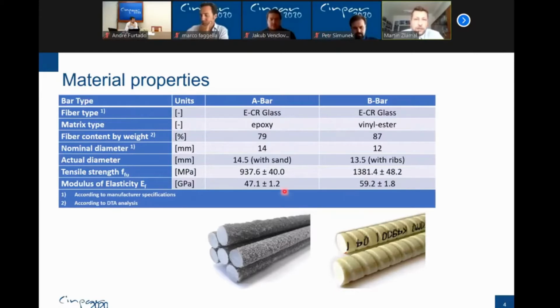As you can see here, the strength of this material is more than 900 megapascals, but the modulus of elasticity is from 50 to 60 gigapascals only. So this value is much lower than classical steel reinforcement.